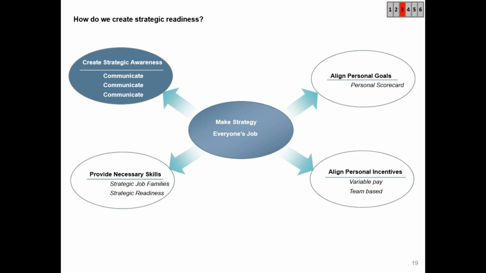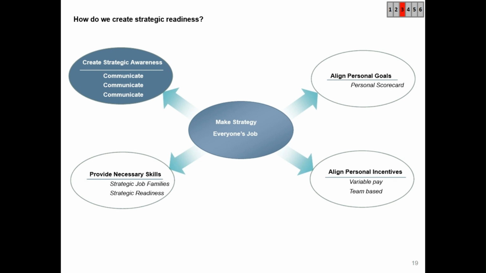First step is to create strategic awareness by communicating through all channels, multiple times. There is not enough communication. It has to be communicated as much as possible. Providing necessary skills is the second important activity to be done. We need to identify strategic job families and assess the strategic readiness.